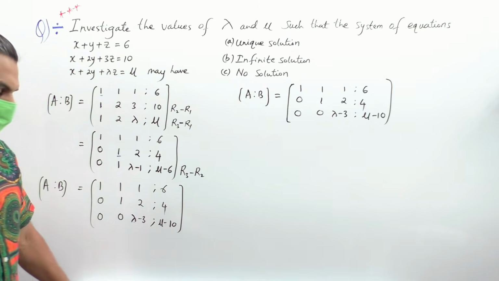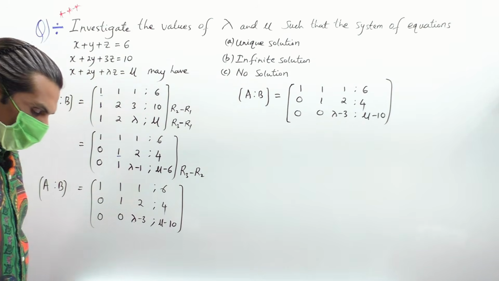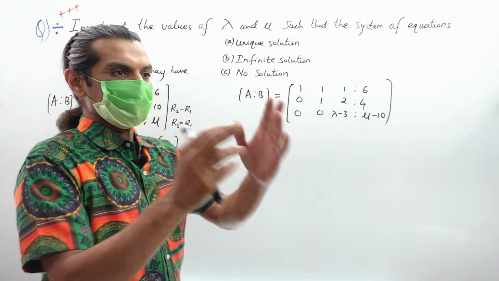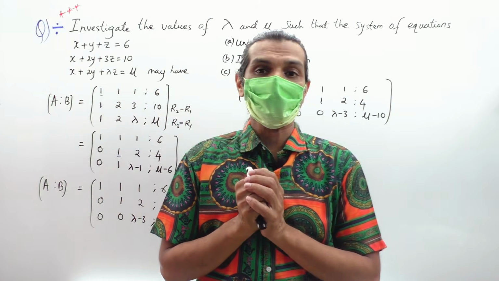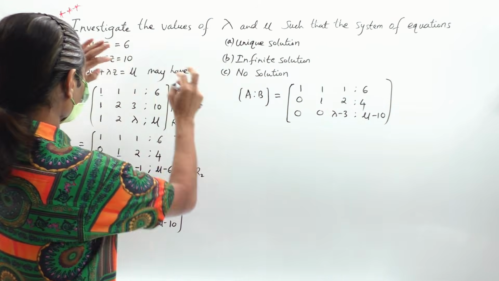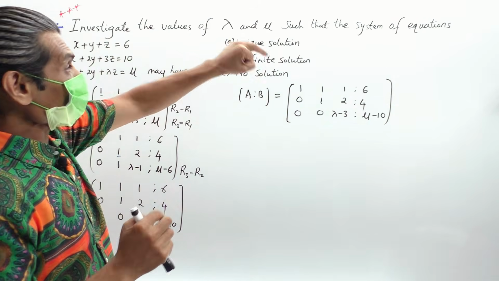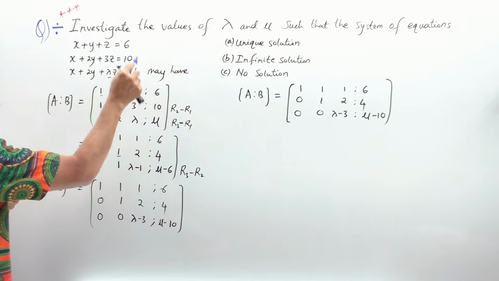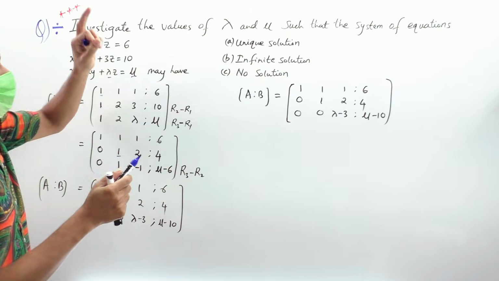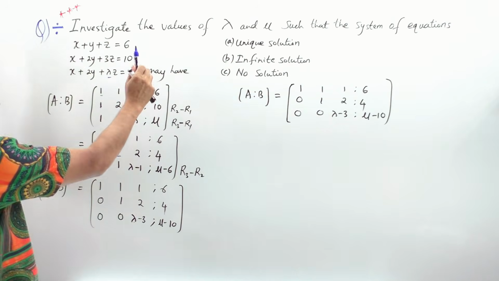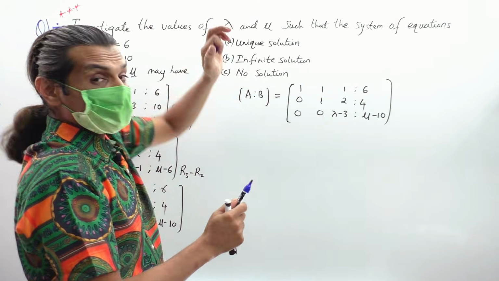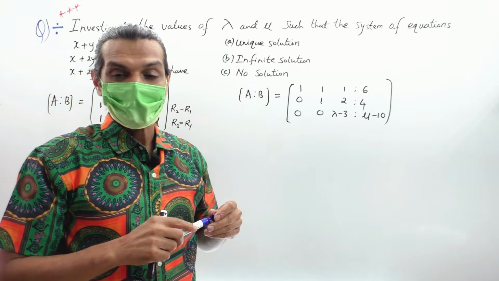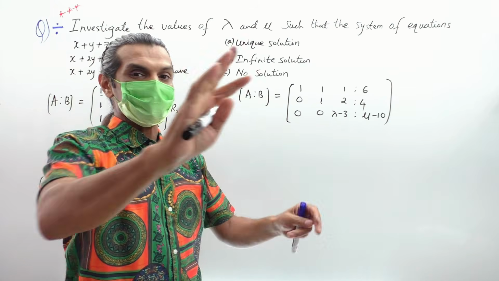Now, coming back to the theory of consistency of a system of linear equations. See, read the question carefully. Investigate the values of lambda and mu, such that the system of equations has a unique solution. So tell me, what is the meaning of unique solution?